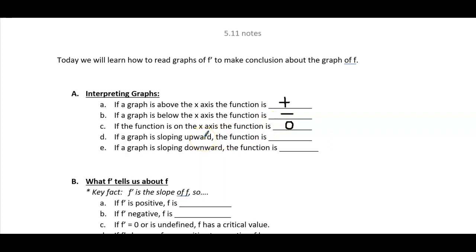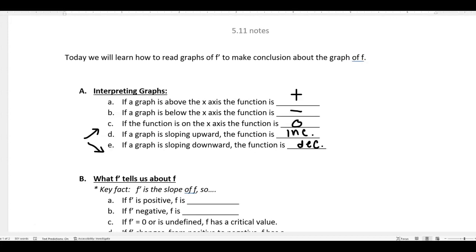If the graph is sloping upwards, and I'll draw a picture of that here, if the graph is sloping in an upward direction, then we say that the function is increasing. And if a graph is sloping downwards, like that, then we would say, of course, that the function is decreasing. All right, so we'll go ahead and continue here.